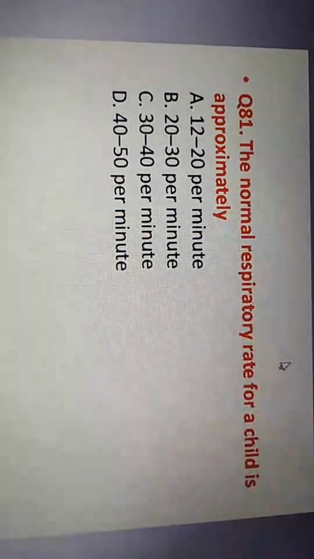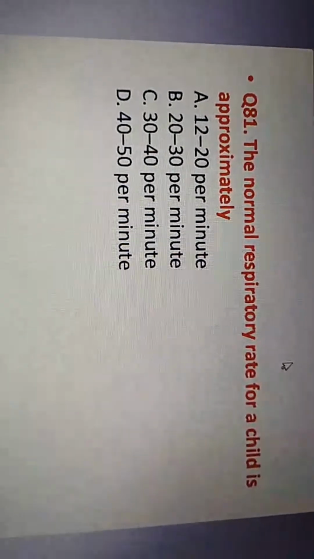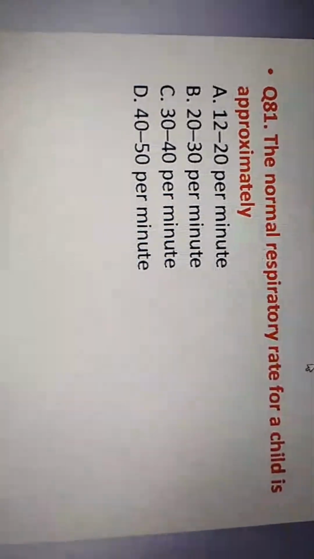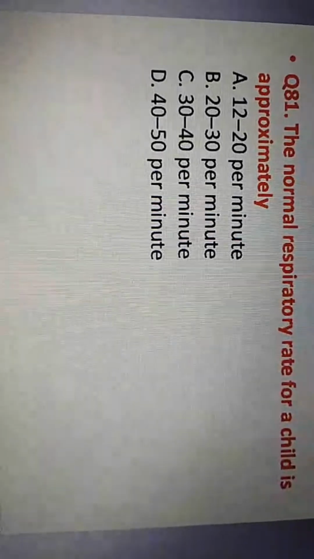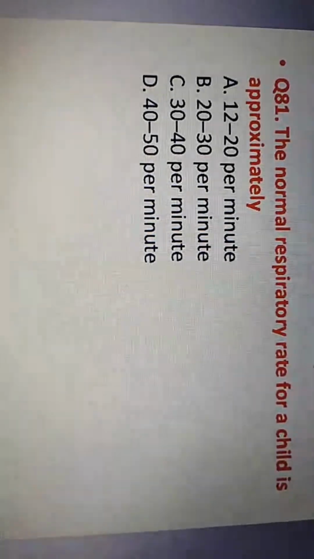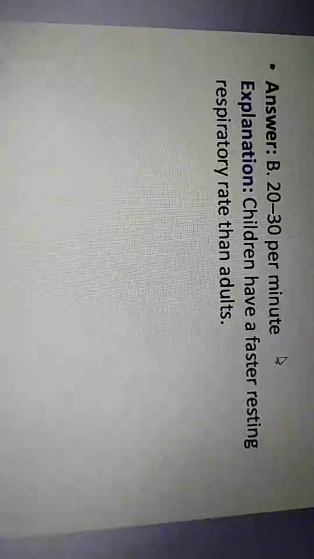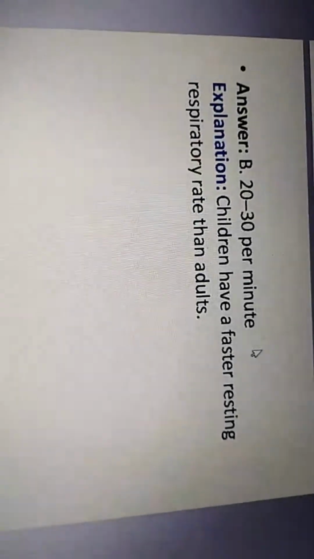The normal respiratory rate for a child is approximately? Option A, 12 to 20 breaths per minute; option B, 20 to 30 breaths per minute; option C, 30 to 40 breaths per minute; option D, 40 to 50 breaths per minute. The correct answer is option B, 20 to 30 breaths per minute. Children have a faster resting respiratory rate than adults.